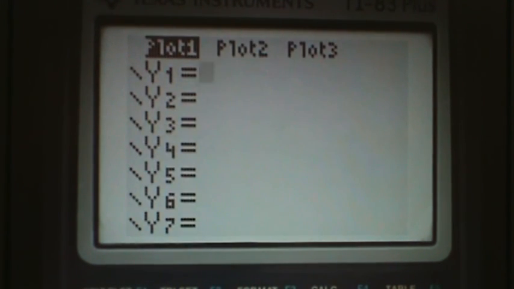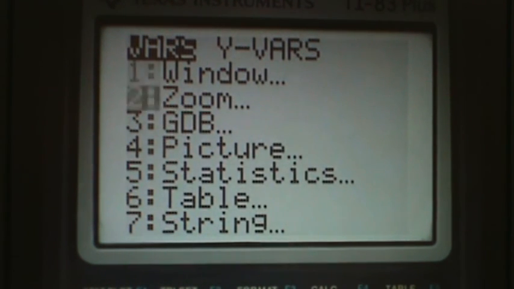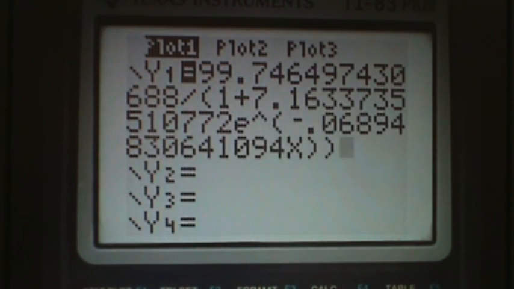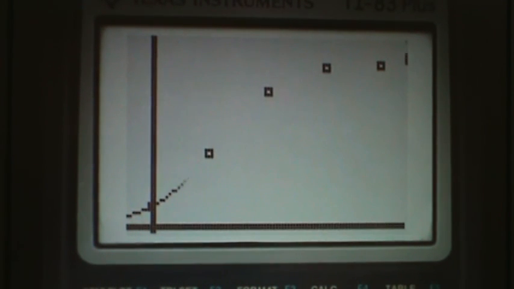I'm pressing Y equals and then vars, down to 5, over to 2, enter, there it is, graph. Wow, this logistic model is very, very close. It seems to be going through every single data point, as a matter of fact. So this is an extremely good fit. And that's really what we wanted to see in this problem.